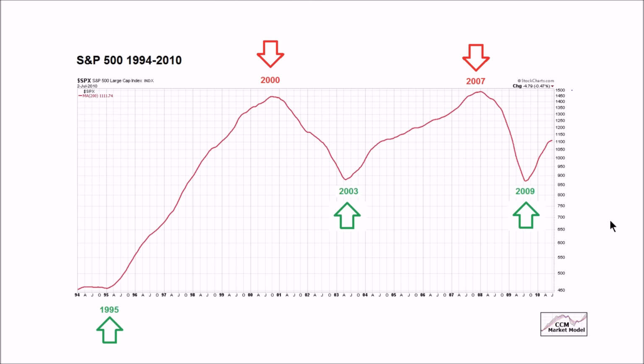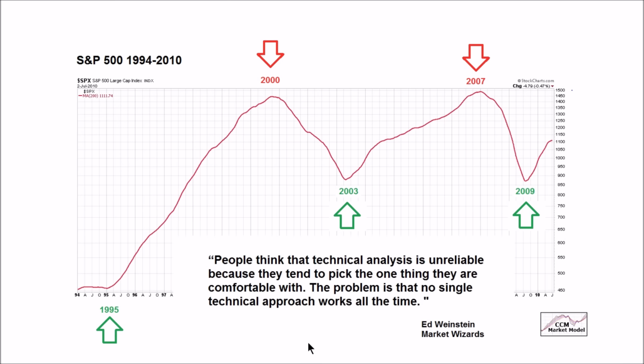The one important caveat that we've covered on numerous occasions can be summarized with this quote. People think that technical analysis is unreliable because they tend to pick one thing they are comfortable with. The problem is that no single technical approach works all the time. Remember last week we said there's periods in history where using the 200-day moving average worked very, very well, and there are other periods in history where it didn't work particularly well. But the key takeaway is, during the periods in history where the 200-day didn't work particularly well, there were numerous other moving averages on other time frames that were helpful.